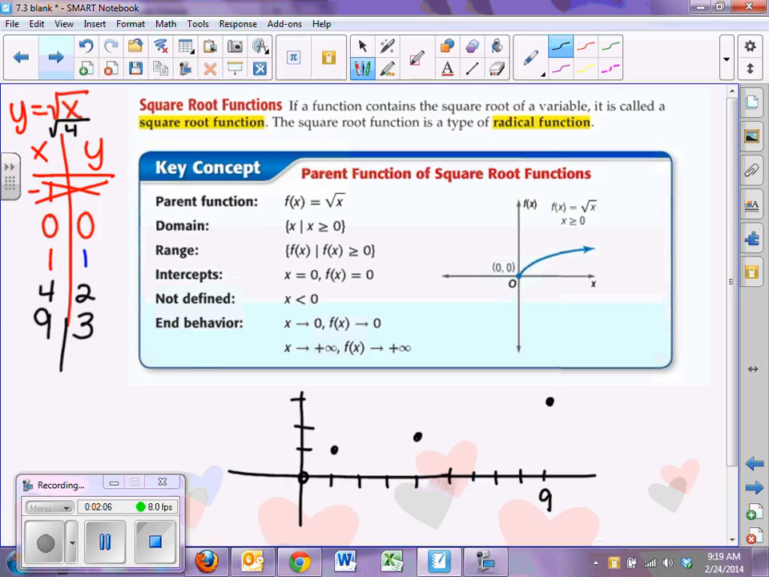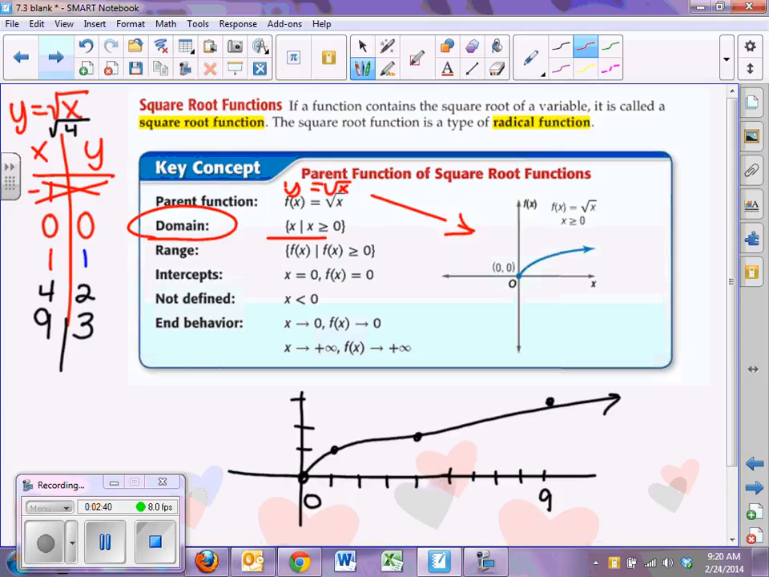I know I'm not putting dots on this, but do you see that the graph will look like this? It won't go anywhere to the left of 0. It will only go from 0 to the right. And it goes up slowly because x went all the way out to 9, but it only went up 3 units. So it looks like this graph. And that brings us to this key concept that the parent graph, a very common graph, is y equals square root of x, and that it looks like this.